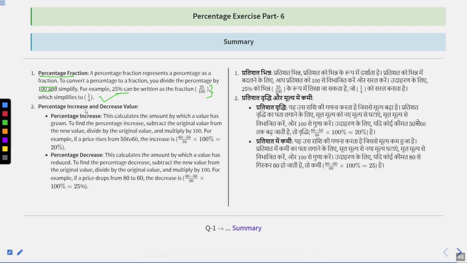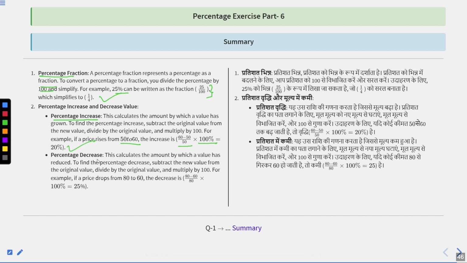Next one is percentage increase and decrease value. Percentage increase. This calculates the amount by which the value has grown. To find the percentage increase, subtract the original value from the new value, divide by the original value and multiply by 100. For example, if the price rises from 50 to 60, the increase is 60 minus 50 upon 50 multiplied by 100, which is 20%.